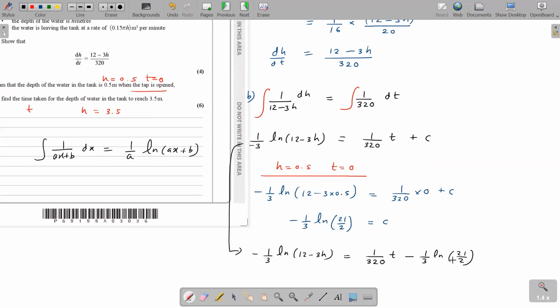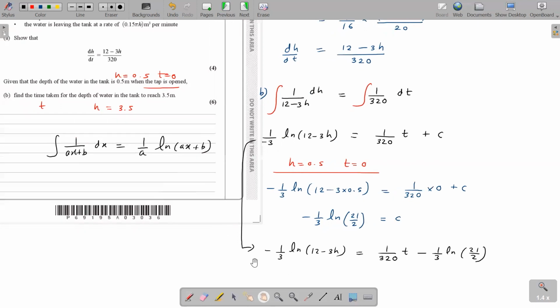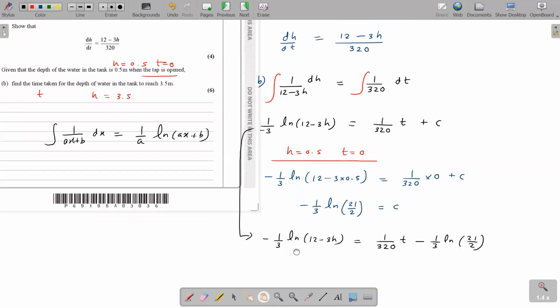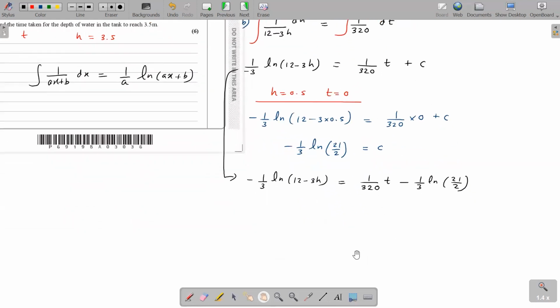Okay, now what do we do? Next one. They have told us to find the time taken for the depth of water in the tank to reach 3.5. What should we do now? Replace h with 3.5 and make t the subject. So when h is 3.5, replace h as 3.5, make t the subject.